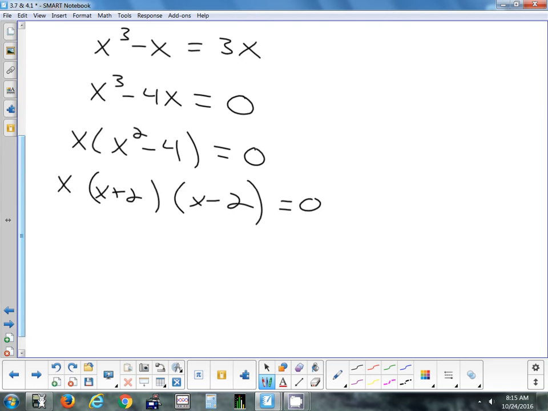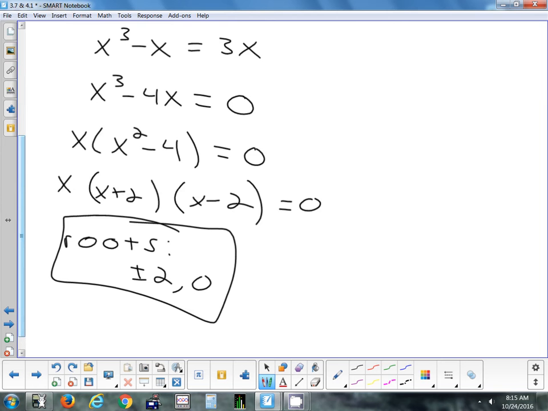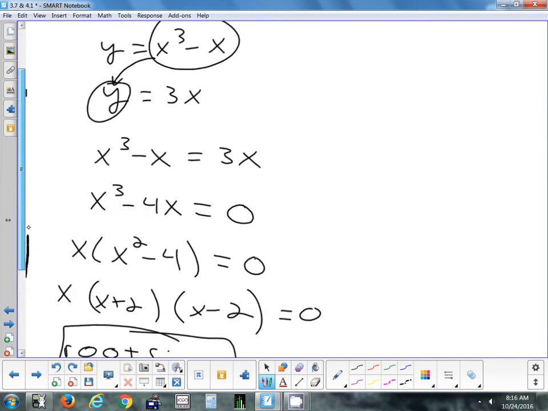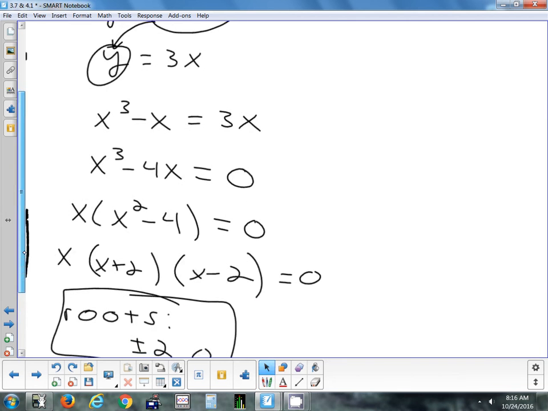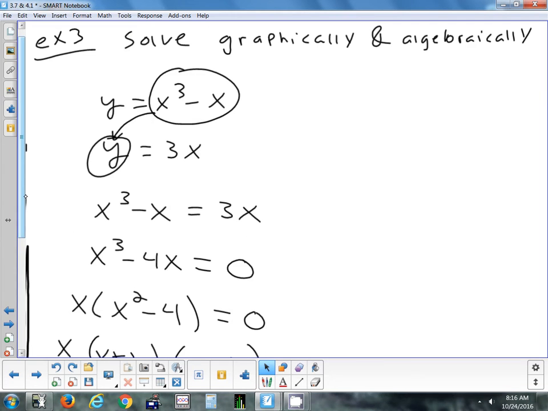So what are my roots here? Negative 2, yep. Positive 2? And 0. Okay, so positive or negative 2, and 0. All right, so let's graph that and see if we get the same thing. Okay, of course, we should.